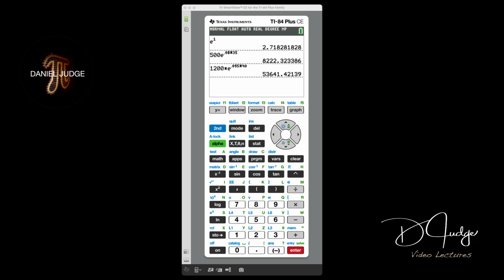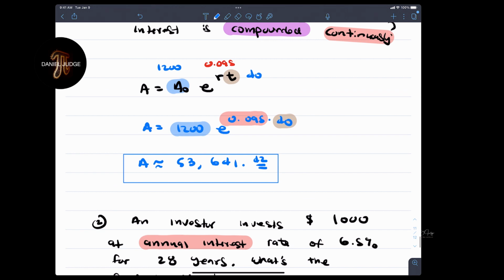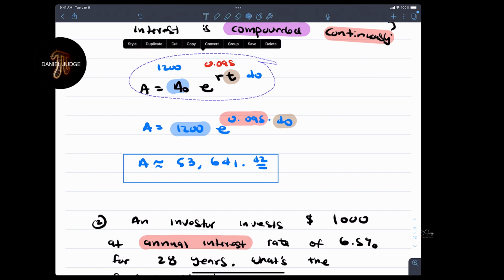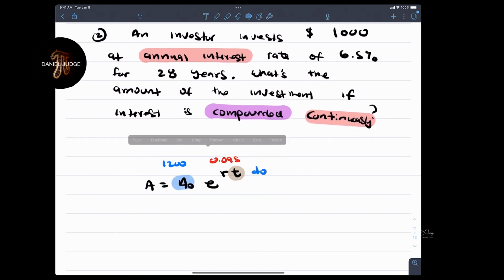Okay, this is continuous growth. And this is a model that's used in a lot of different settings. Science settings, ladies and gentlemen. So I want you guys to learn how this model works. Things that grow continuously. A lot of things happen that way.